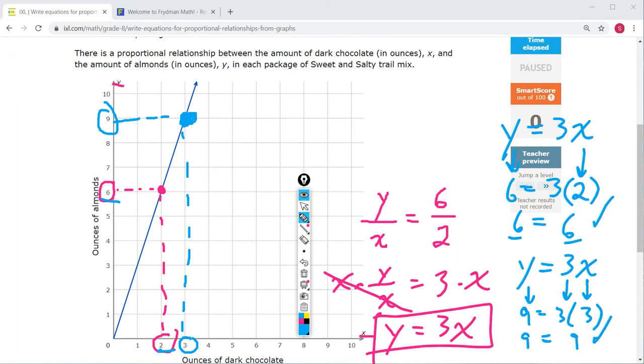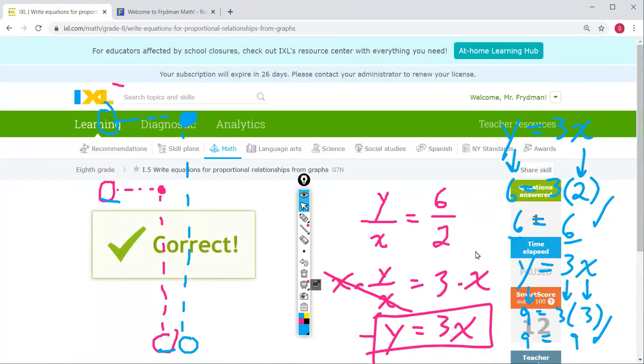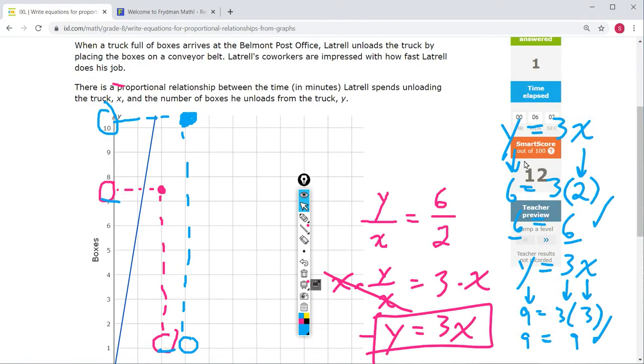So that's good. So this equation is actually giving me the same information as this graph, meaning I could use this equation to figure out what points should be on this graph simply by plugging numbers into the equation. And if the numbers work out, then the point should be a point on this graph. And if the numbers don't work out, then the point would not be on the graph. All right, so our equation is Y equals 3X. So let's type that in and submit.